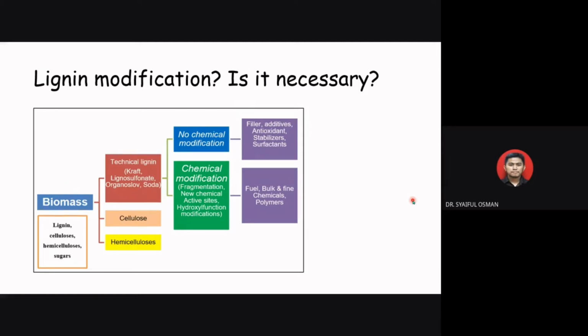So the chemical modification of lignin, we can classify it as a fragmentation or the depolymerization of lignin into aromatic monomer, and also creating a new chemical sites through modification, and also hydroxyl group chemical modification.